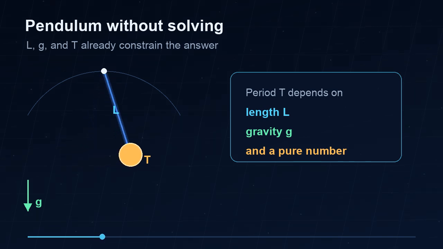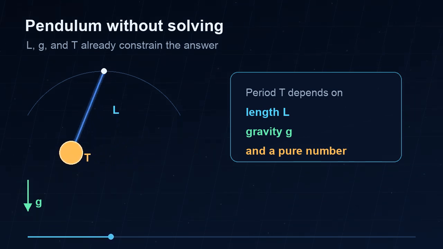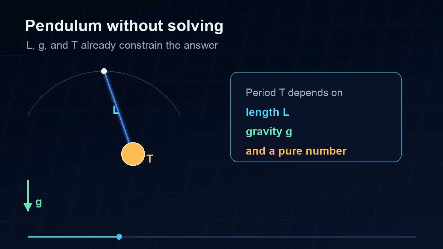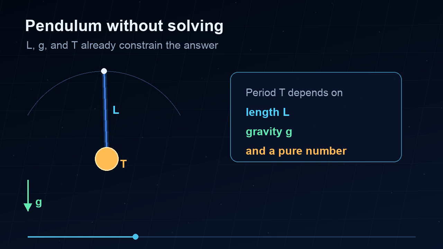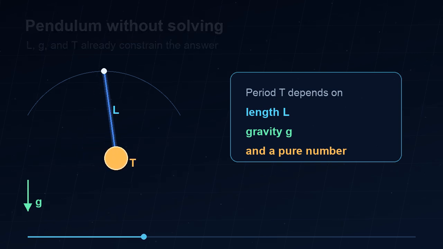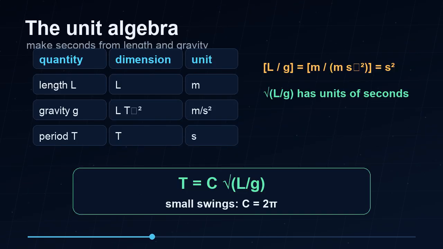Length L has units of meters. Gravity G has units of meters per second squared. To make time from L and G, the only simple combination is the square root of L divided by G. So the period must look like T equals a pure number times square root of L over G. The full solution says that number is 2 pi for small swings.